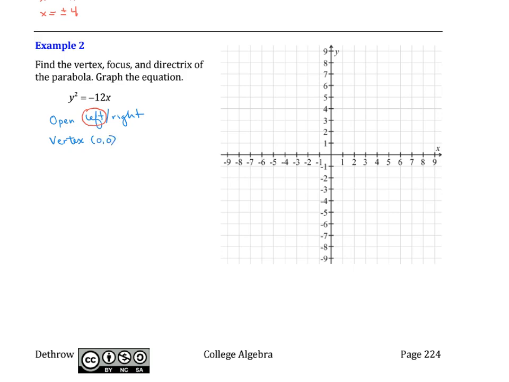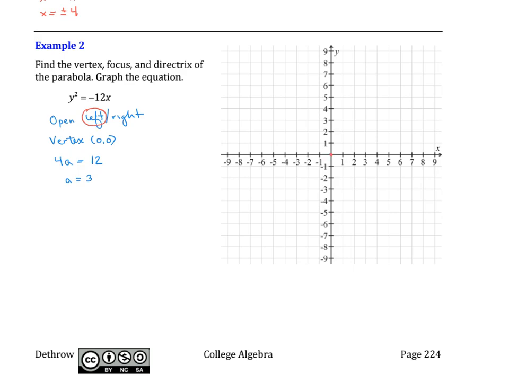And how do we find the focus? We take 4a equals 12. We ignore the sign because the sign just tells us whether we're opening left or right. So we're talking about a distance. So this means a equals 3.